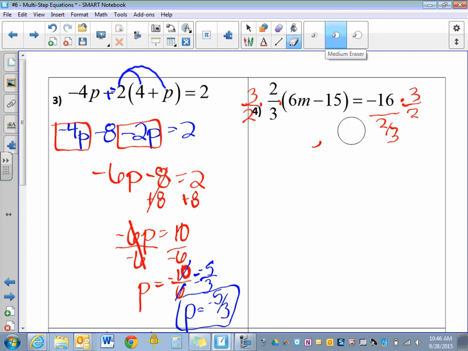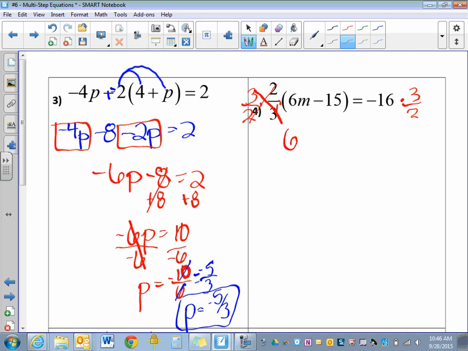Alright, so again, I'll show you both ways to do this here. But instead of dividing by 2/3, we can multiply by the reciprocal. The reciprocal is simply taking this and flipping it. So the 3 is in my numerator, the 2 is in my denominator. So 3 times 2 is 6, 2 times 3 is 6. 6 divided by 6 is 1. So these reduce, and I'm left with just 6m minus 15.